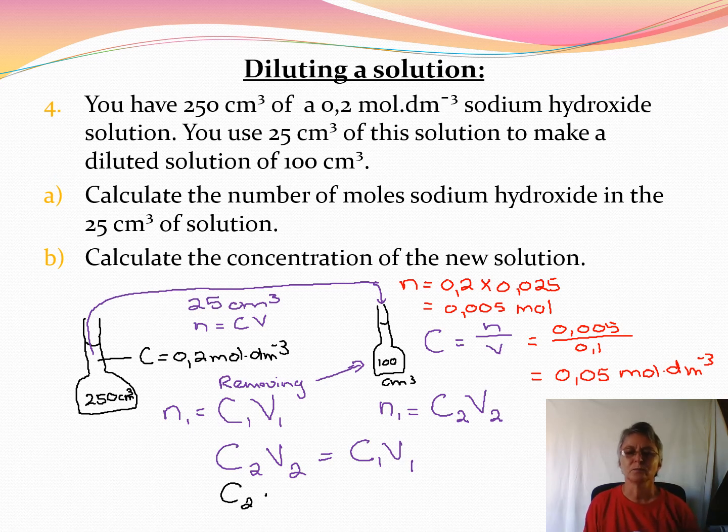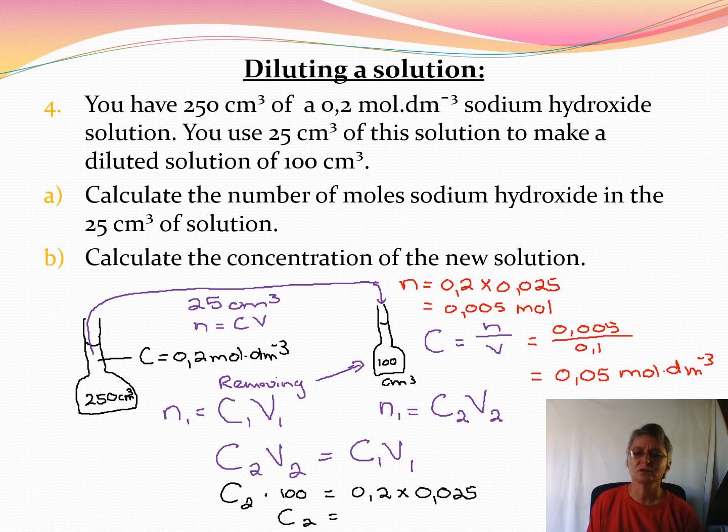Now, because we've got volume on both sides of the equation, I don't have to use cubic decimeters. I can use cubic centimeters because I've already got concentration on both sides. The original concentration was 0.2 and the volume that we removed was 0.025. And if you do your mathematics here, you'll see that the concentration of the diluted solution is 0.05 mole per cubic decimeter.